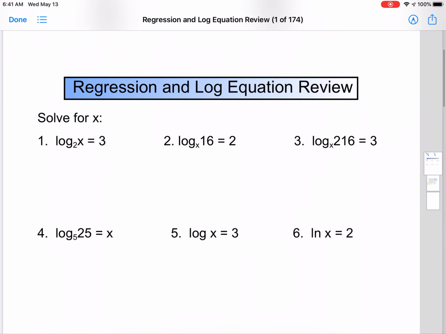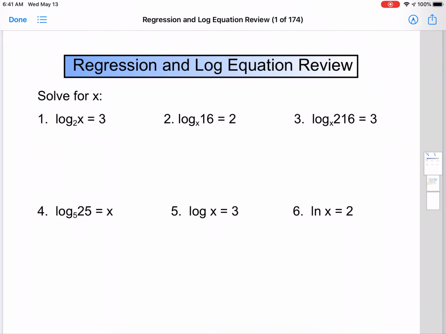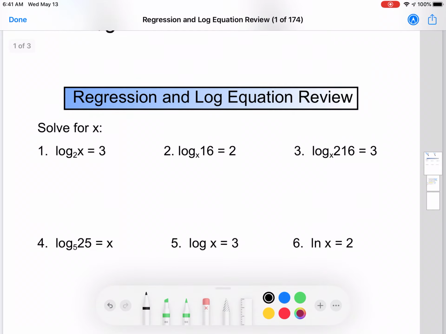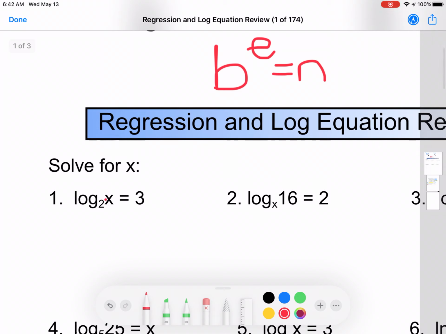Okay, so let's get into a little bit of review. We're just going to do some log equations first, and then we'll go into that regression equation that we did last week, and we'll use what we're reviewing here. So in order to solve a log equation, we want to take the logarithmic form and put it back into exponential form. And the way we did that was by using, remember, b to the e equals n. So we would circle the base, that's my b, raise it to the other side of the equal sign, that's my exponent, and come back around. So 2 to the third equals x, so 8 equals x.